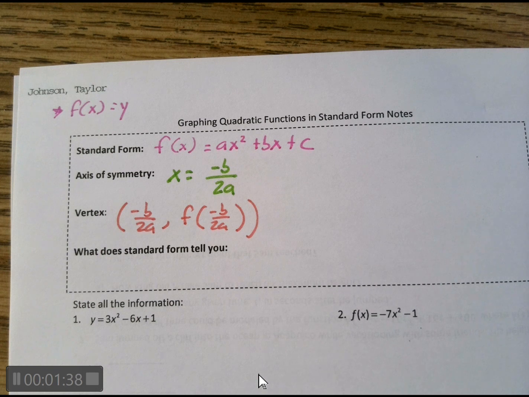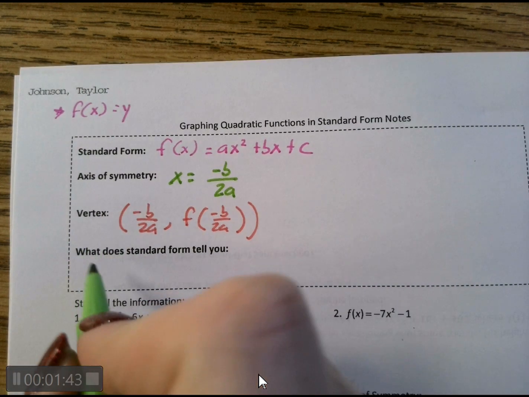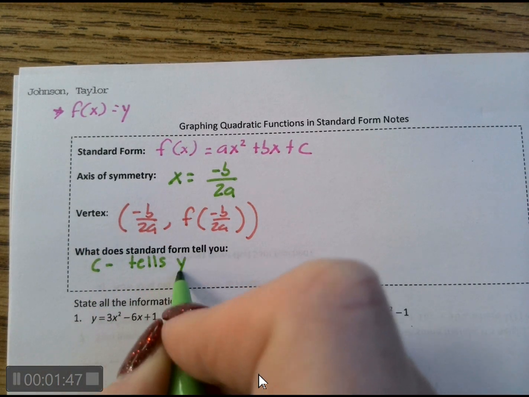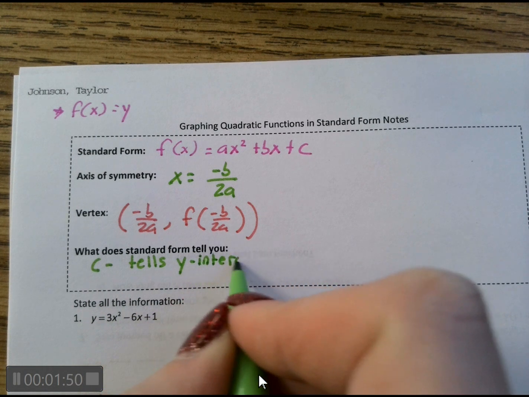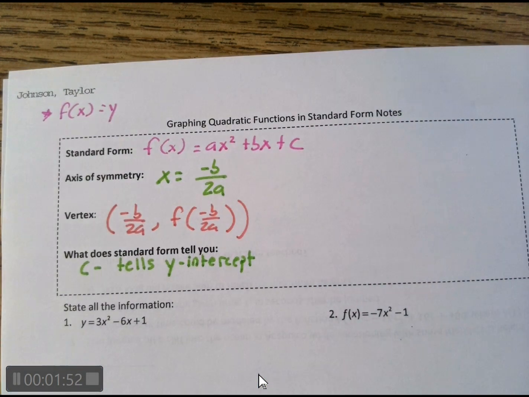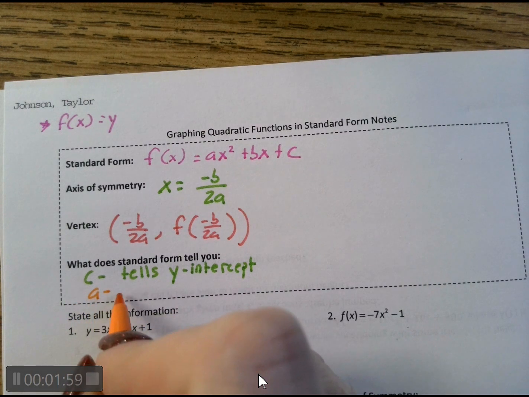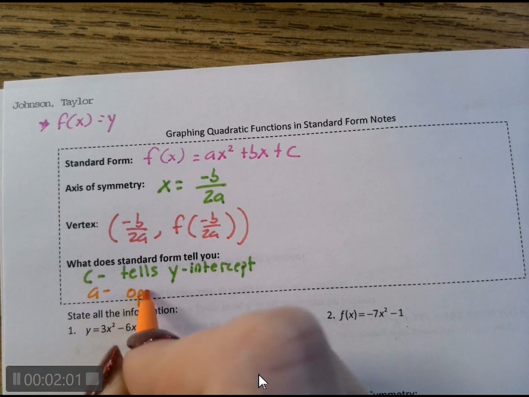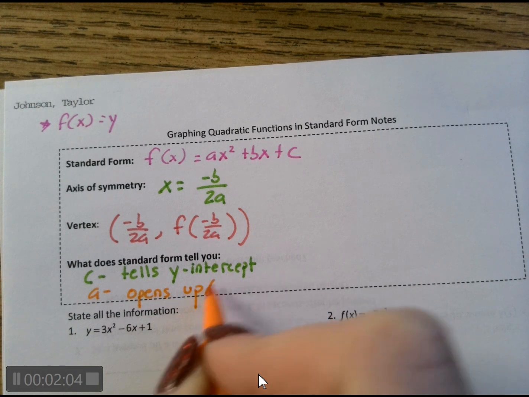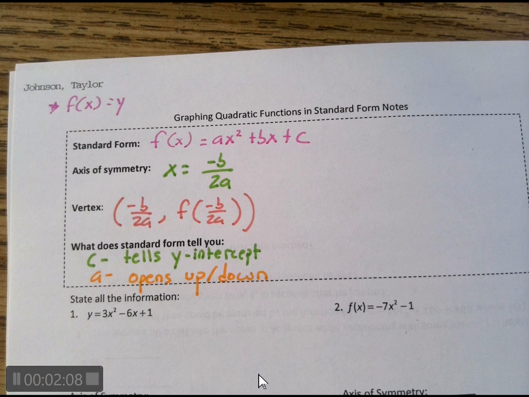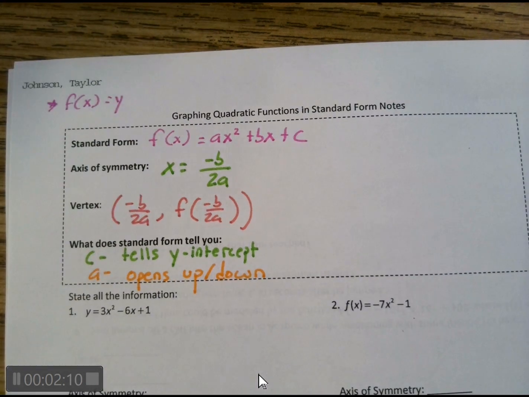And just given the equation, what does standard form tell you? Well, our c value tells the y-intercept. And our a is going to tell us if our graph opens up or down. All right, so let's look at our very first example.